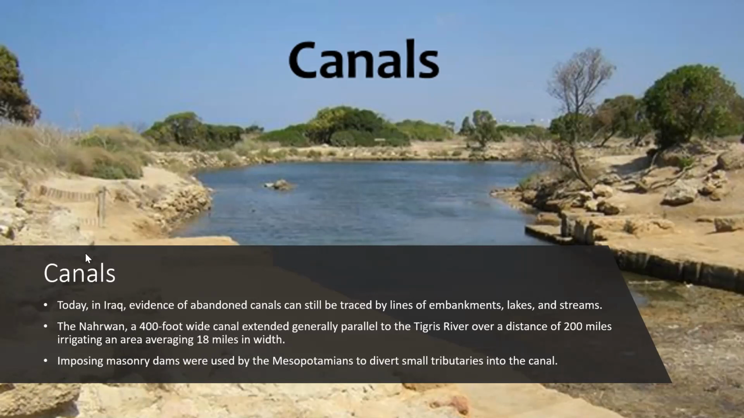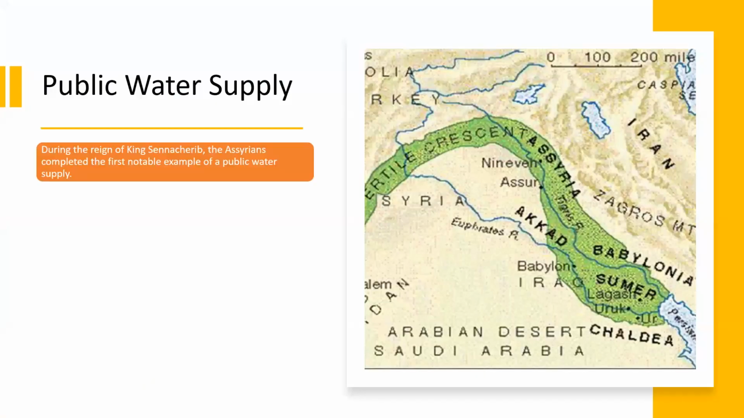after we have the canals, we also have imposing masonry dams used by the Mesopotamians to divert small tributaries into canals. Tributaries means aliran sungai kecil, ya. And then aliran sungai kecil dikumpulkan atau diarahkan menuju kanal. Lalu oleh kanal diarahkan atau disalurkan menuju dams. Ya, this is actually the example of the first public water supply that was developed by the Mesopotamians.